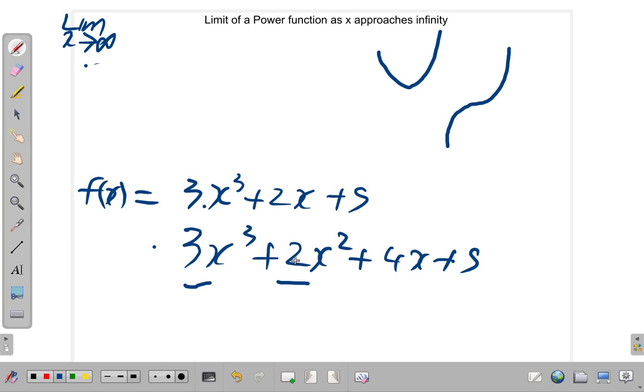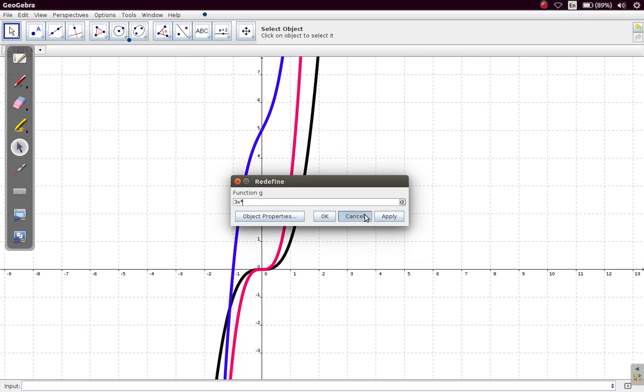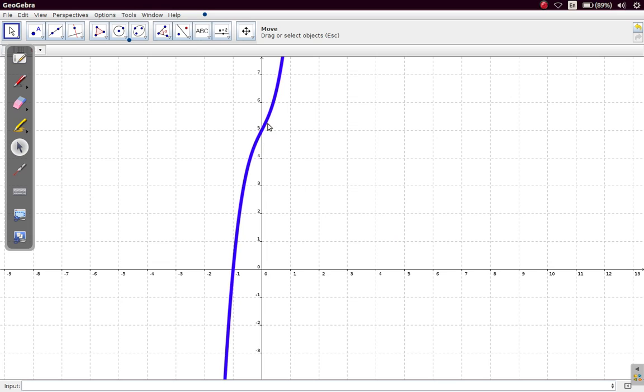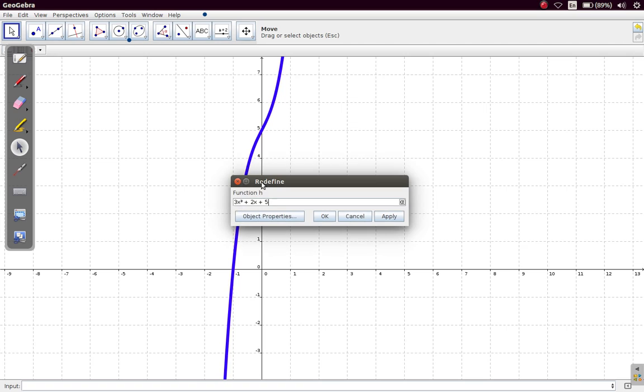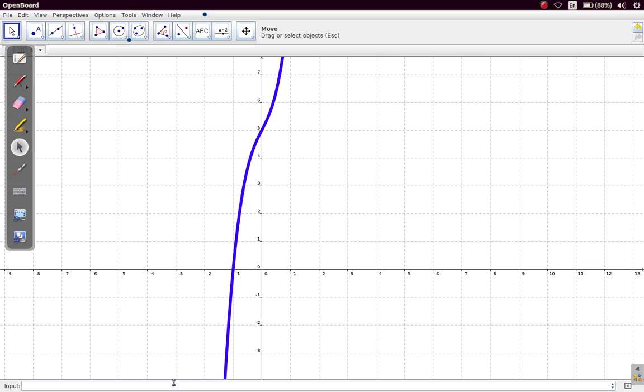3x cubed, 2x squared. 3x, first of all, let's erase these two. I'm not going to use these two right now. Let's get rid of this one and this one. We want to have a new graph and see how it will behave compared to this one. Remember, this one was 3x cubed plus 2x plus 5. Let's put in our new graph. 3x cubed plus 2x squared. We have 3x to the power of 3 plus 2x to the power of 2 plus 4x plus 5.